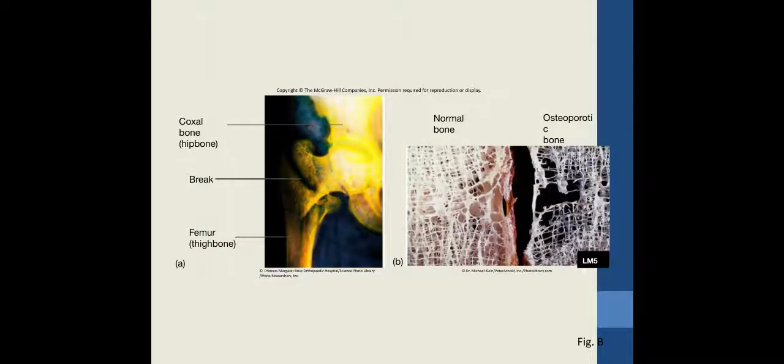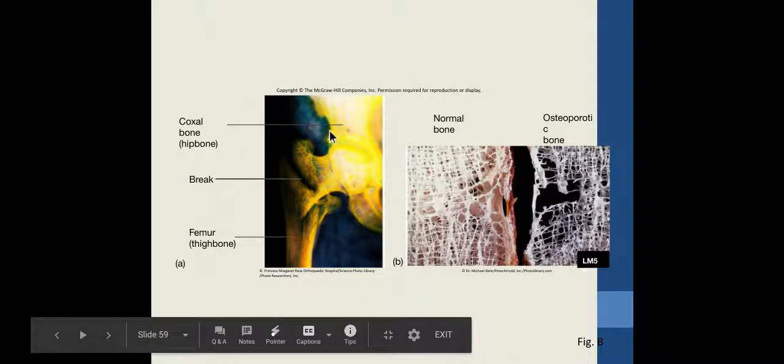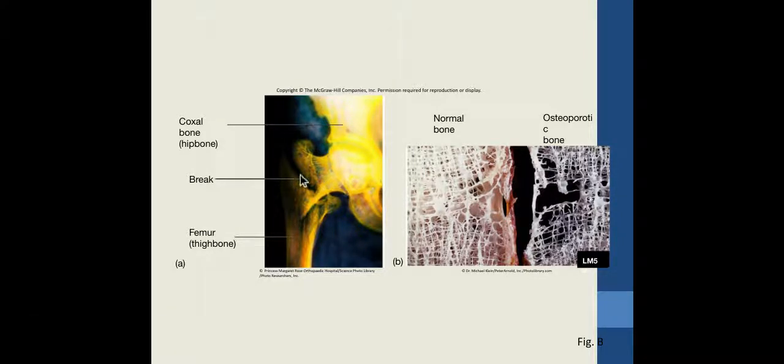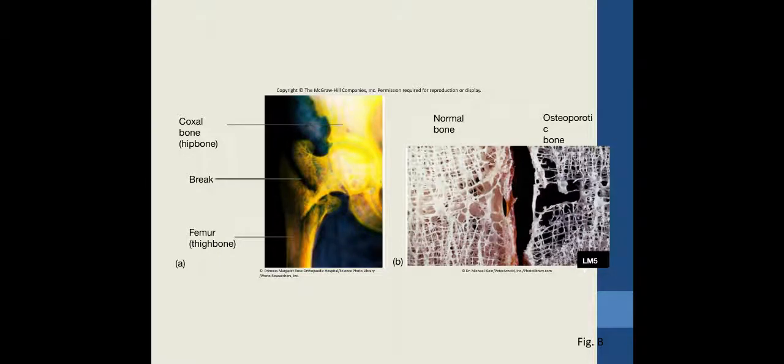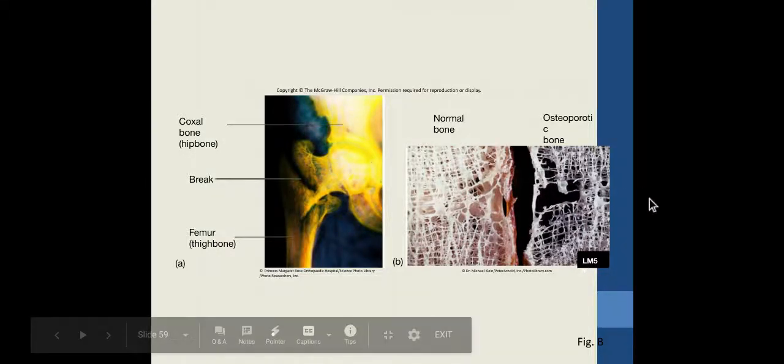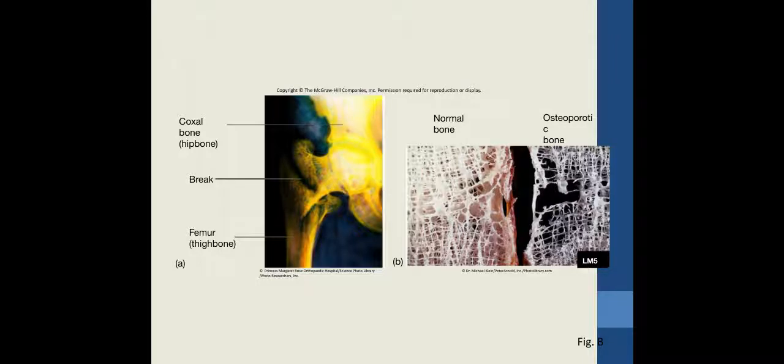And here's what that is looking like. So you have your hip bone here. It's an x-ray version of it. And you've got a break that has happened. If it were normal bone, here's what that trabeculae looks like. In an osteoporosis bone, here's what that looks like. Much more brittle, weak, less of that matrix. So more susceptible to breakage, as well as the pain and reduced mobility that can come from this.